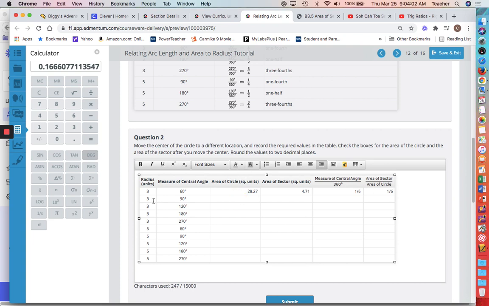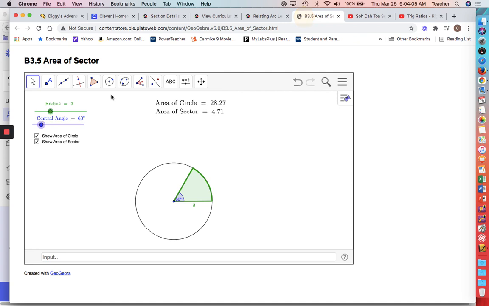All right, so keep it 3, move it to 90. All right, 28.27. Looks like that didn't change because the radius didn't change. Area of a sector did get bigger, 7.07.